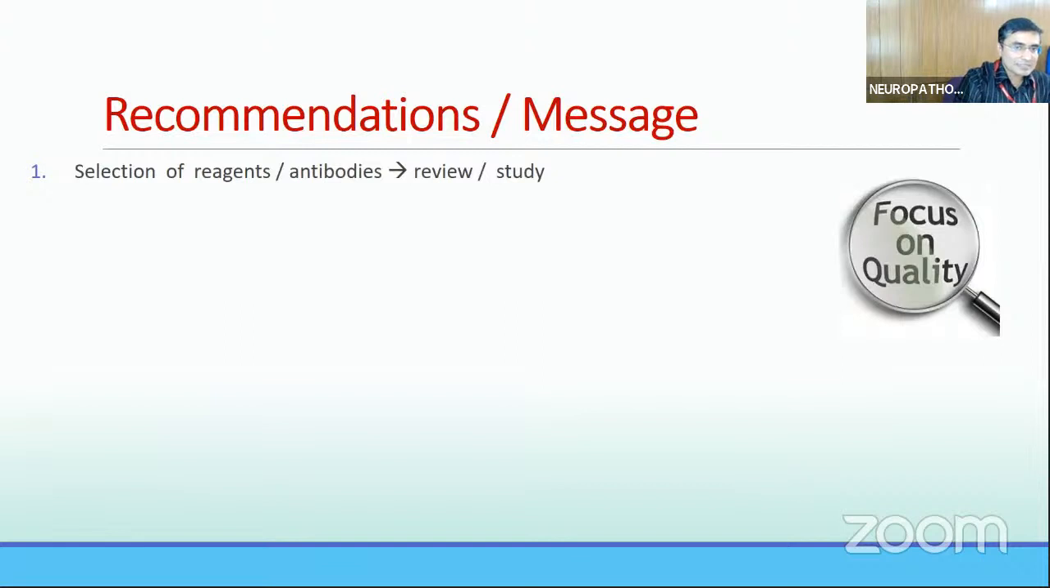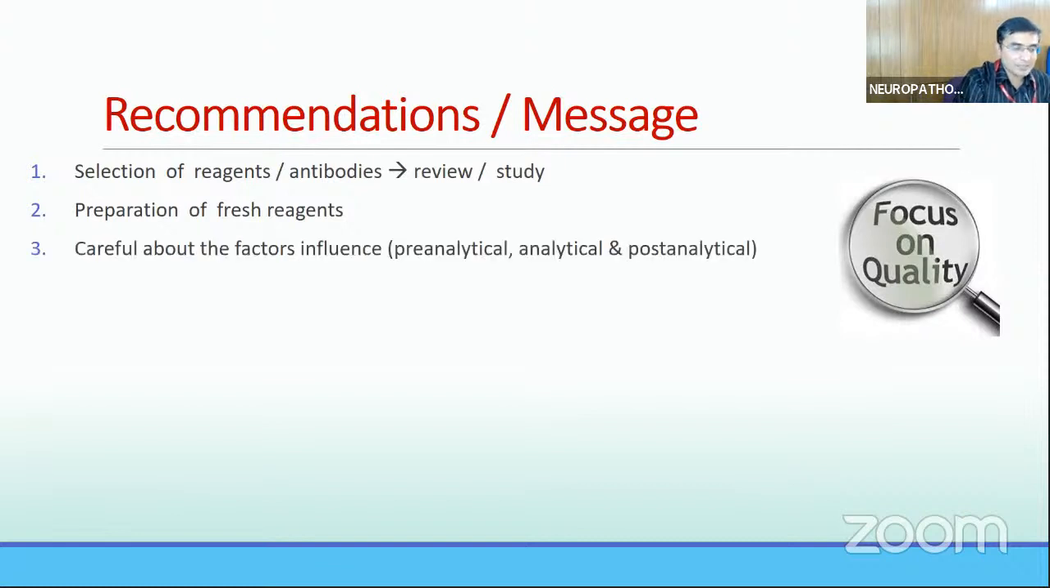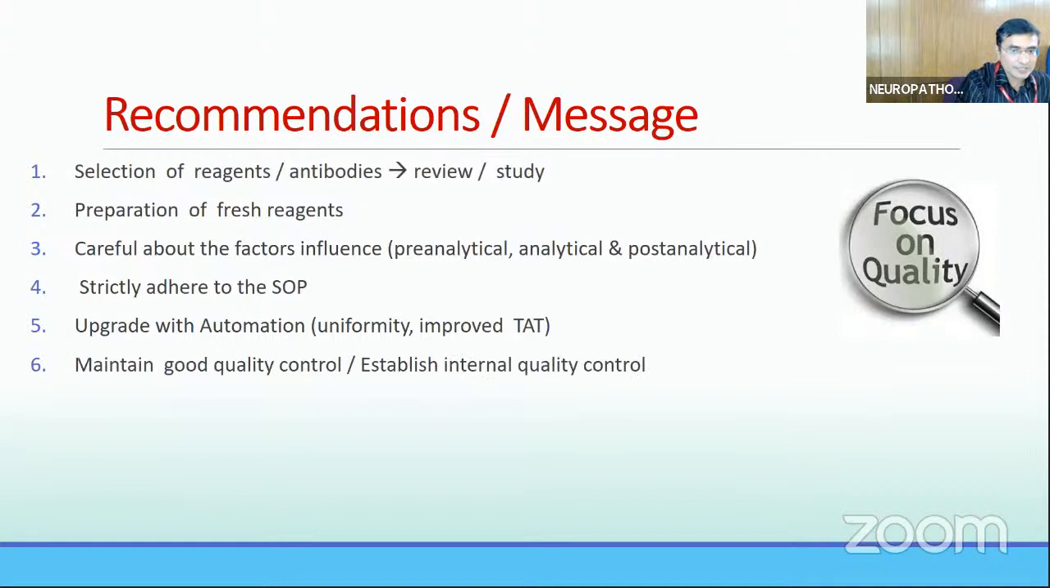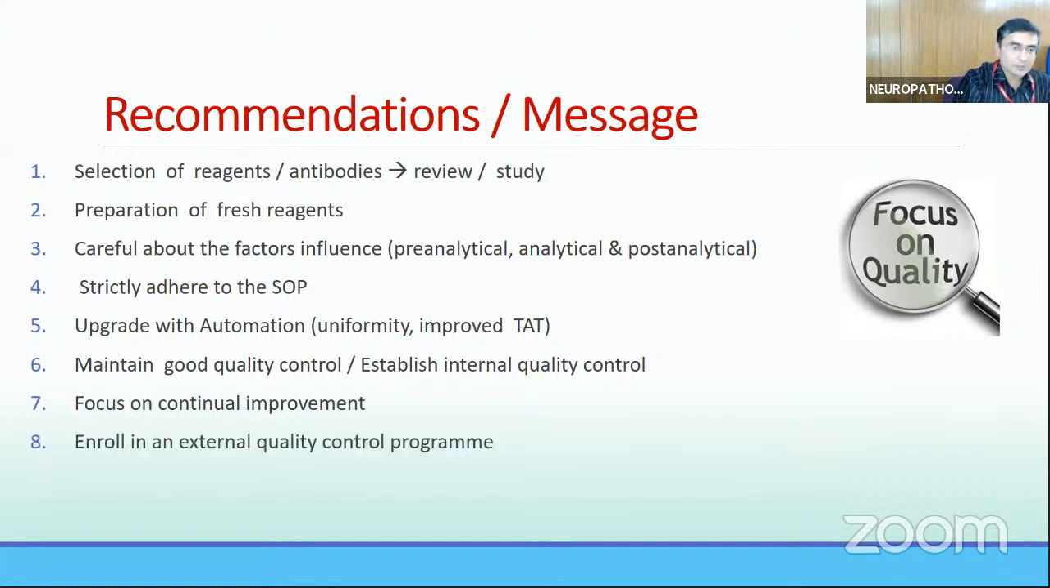Whenever you are selecting reagents or antibodies, review properly and take opinions. Always fresh reagents have to be prepared where they have to be prepared. Don't compromise, no shortcuts. Be careful about all the factors that can affect, right from the pre-analytical to post-analytical. Strictly adhere to the SOP. And if the resources support, you can upgrade to automation. Maintain good quality control. Establish a good internal quality control mechanism. Focus on continual improvement. Enroll into external quality programs.